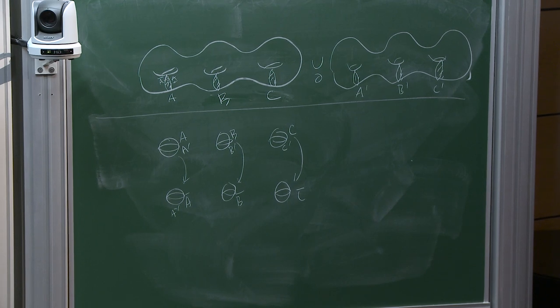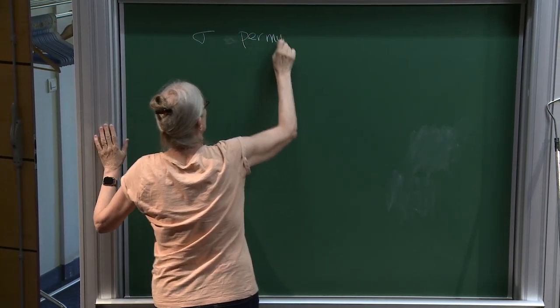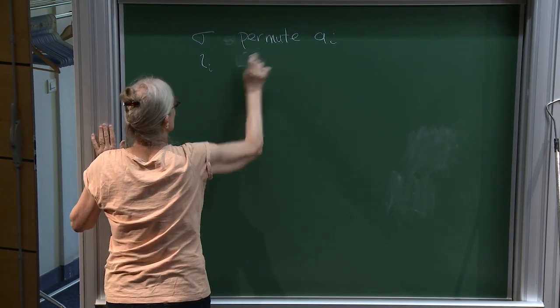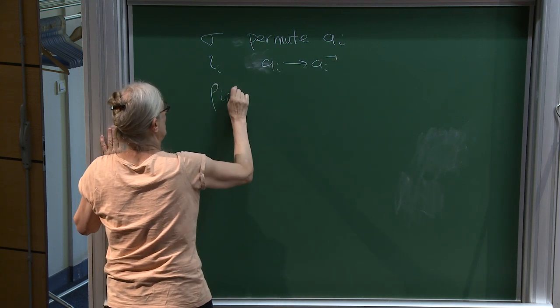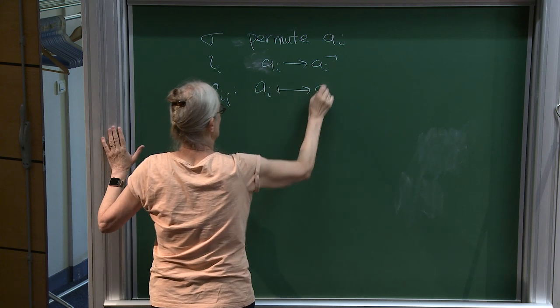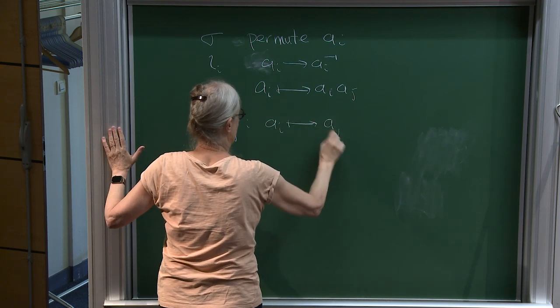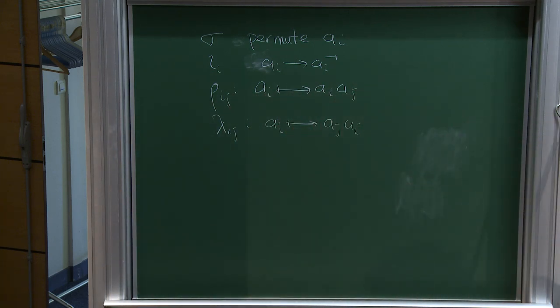So we had these automorphisms, which let me just remind you: sigma permutes the A_i, iota_i flips, sends A_i to A_i inverse, rho_ij maps A_i to A_i A_j, and lambda_ij maps A_i to A_j A_i. Okay, so those are the automorphisms expressed in the generators. How do I model those in this picture?